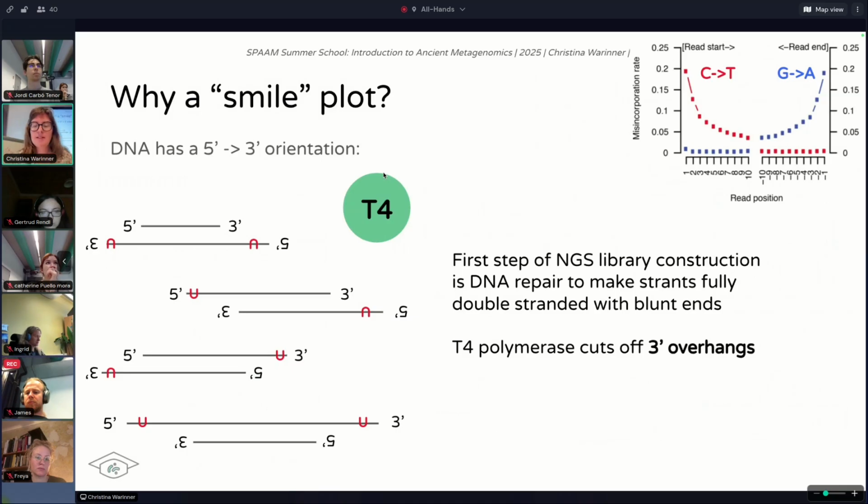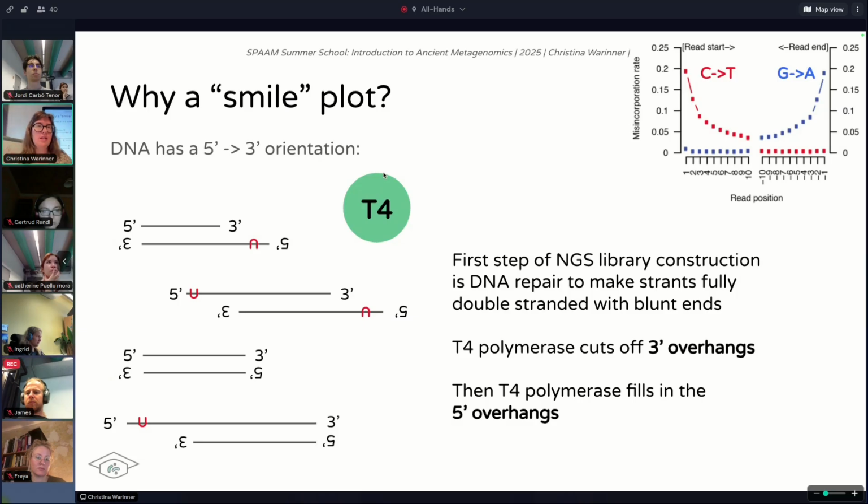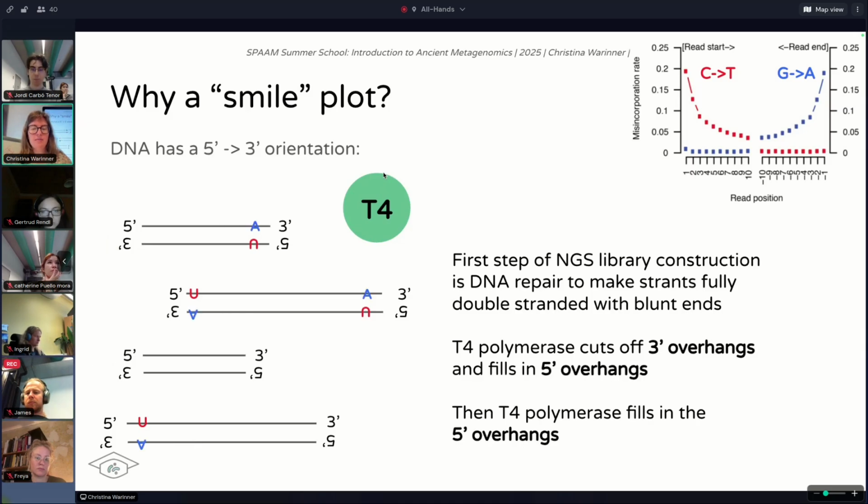What T4 polymerase does is cut off the 3' overhang. So anytime you see a 3' overhang, it just trims it off. And then it extends the 5' overhang. So T4 polymerase has this orientation: it cuts off the 3' overhangs and extends the 5' overhangs. And when it does, it puts in the complementary base opposite the uracil, which it's going to interpret not as a cytosine, but as a thymine. So it's going to put an A opposite it.